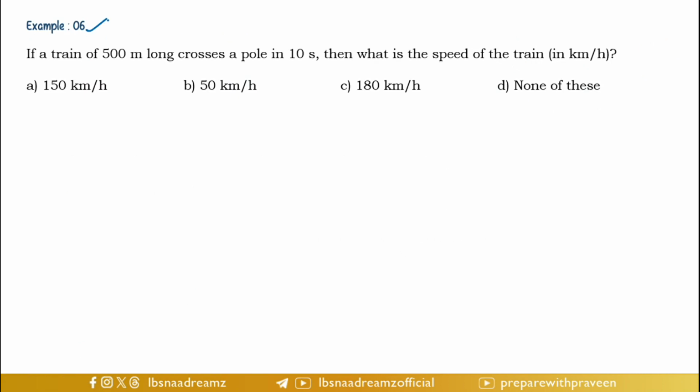Example 6. If a train of 500 meter long crosses a pole in 10 seconds, then what is the speed of the train in kilometer per hour? So they have given meter and seconds, so we have to convert them into kilometer per hour.